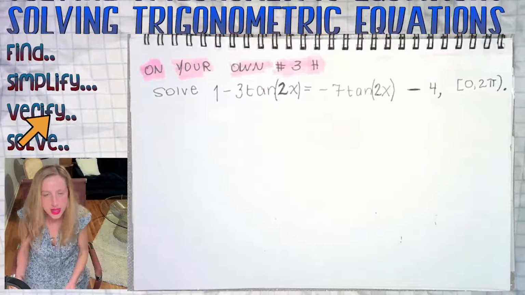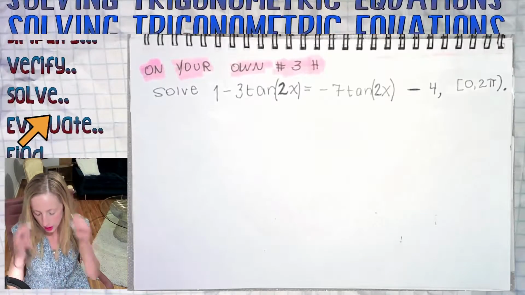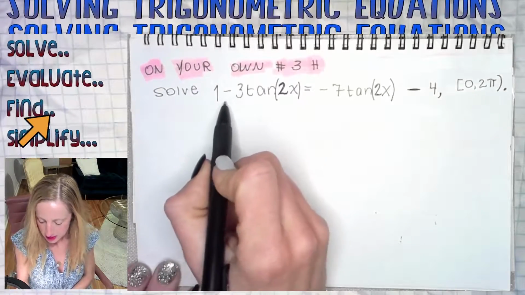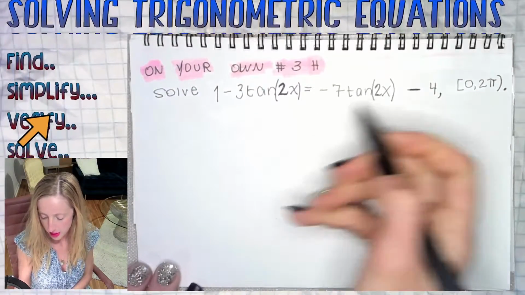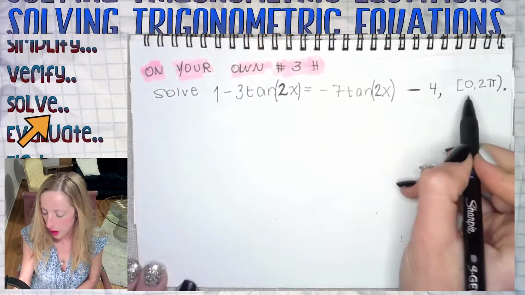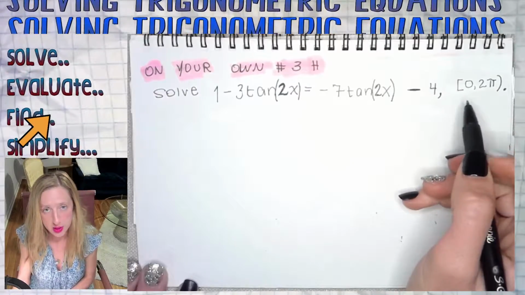Everybody, in this video, we are going to solve the following example that you were asked to try to solve on your own. And that was this equation: 1 minus 3 tan 2x equals negative 7 tan 2x minus 4. Now, we are asked to solve this equation on the interval 0 to 2 pi. That means your answer needs to be in radians.